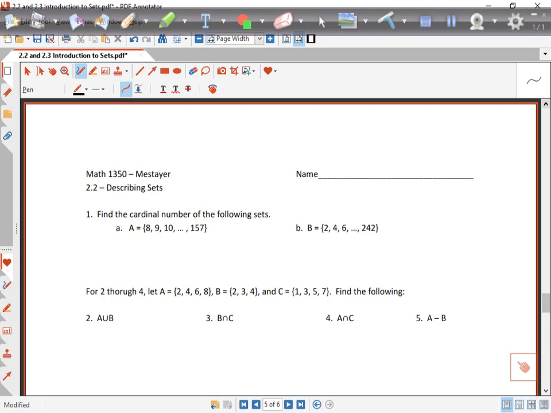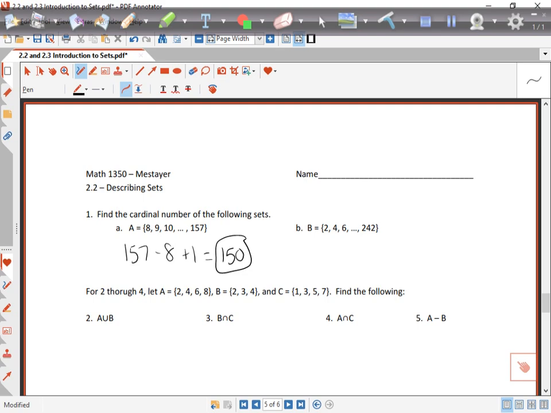So let's take a look at this worksheet. The first one, we've got to find the cardinal number of these groups. The first one has 8, 9, 10, all the way up to 157. So we're going to do 157, the biggest, minus smallest, plus 1. I'm putting this in my calculator real quick just to double check myself, and I get 150.